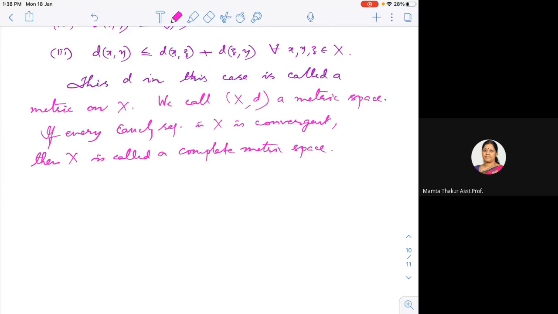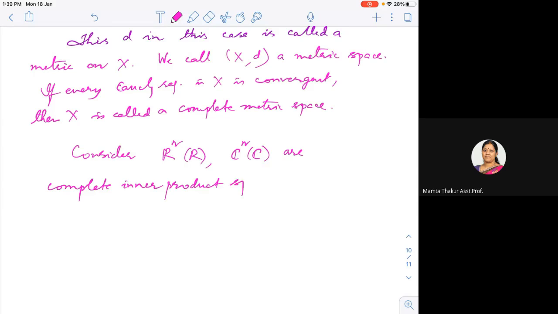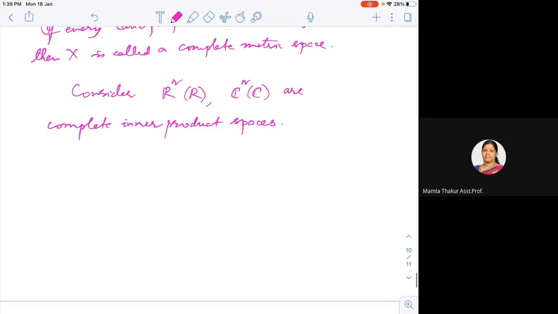Instead, consider R power n over R and C power n over C. These are complete inner product spaces. Such complete inner product spaces are called Hilbert spaces.